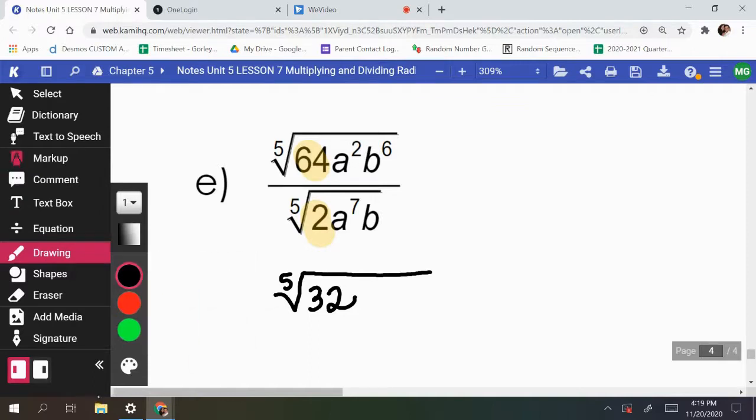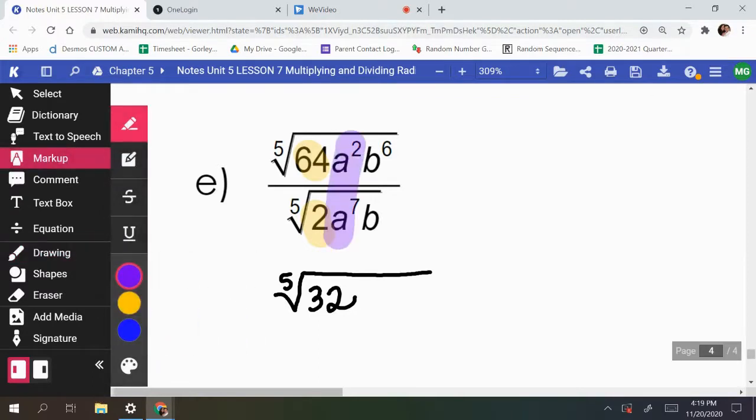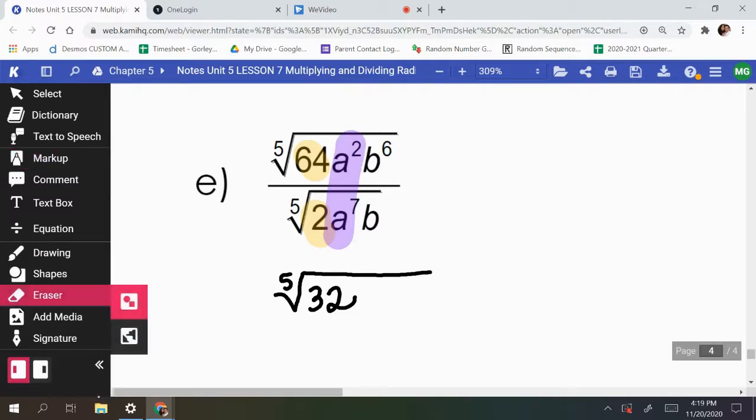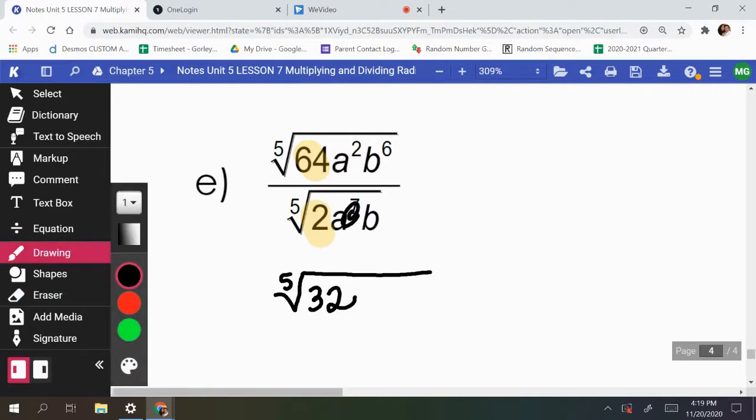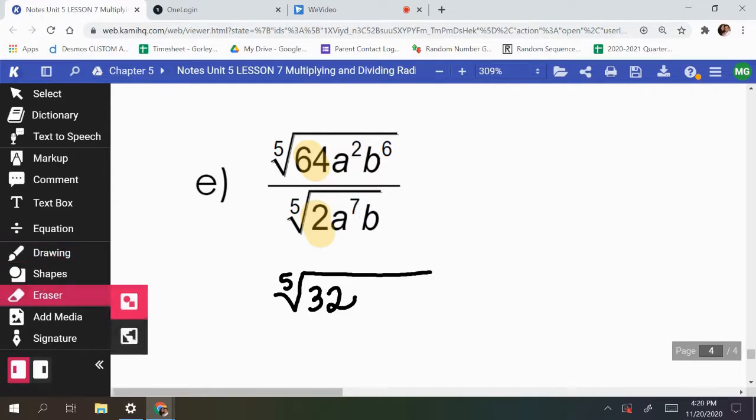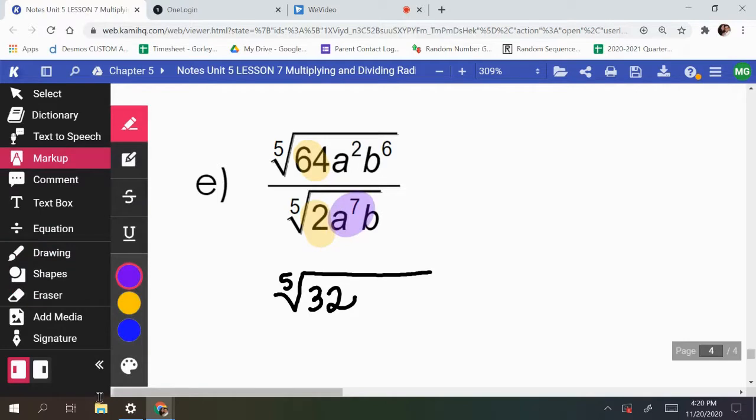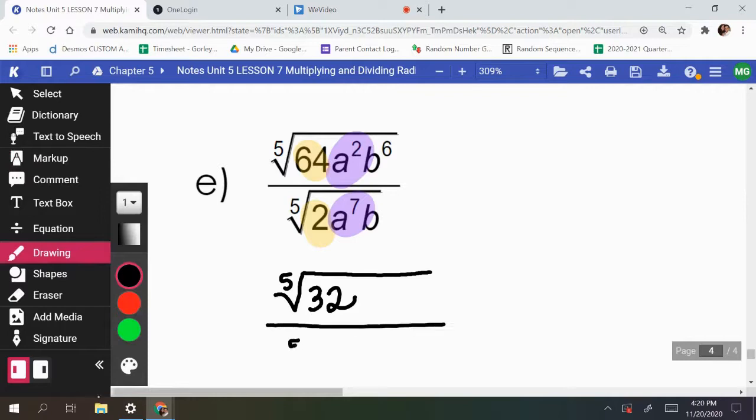Let's try to divide a squared by a to the 7th. Where are there more a's? There are going to be more a's on the bottom, right? Because that's a to the 7th. How many more a's are on the bottom than on the top? 5 more a's. So I'm going to make this a to the 5th stay on the bottom since there were 5 more on the bottom.